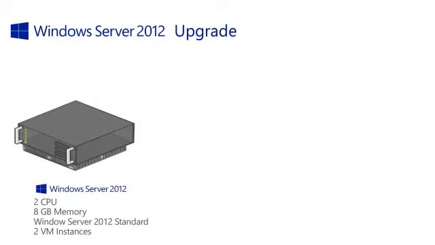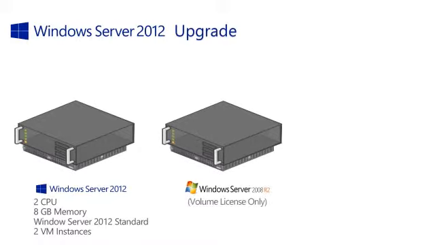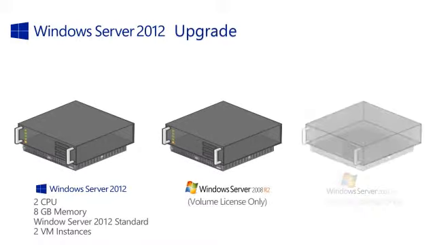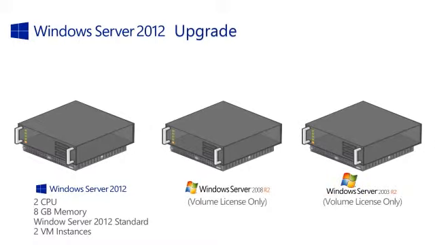So let's have a look at how a customer would upgrade to Windows Server 2012. In this specific example, we have a server running Windows Server 2012 Standard on two CPUs, which is entitled to two VM instances, or two virtual machine instances. So the customer might be running an older version of an operating system on a physical server like Windows Server 2008 R2, or even older than that, like Windows Server 2003 R2. Keep in mind that Windows Server 2003 R2 is a 32-bit operating system, so that is an application compatibility concern.